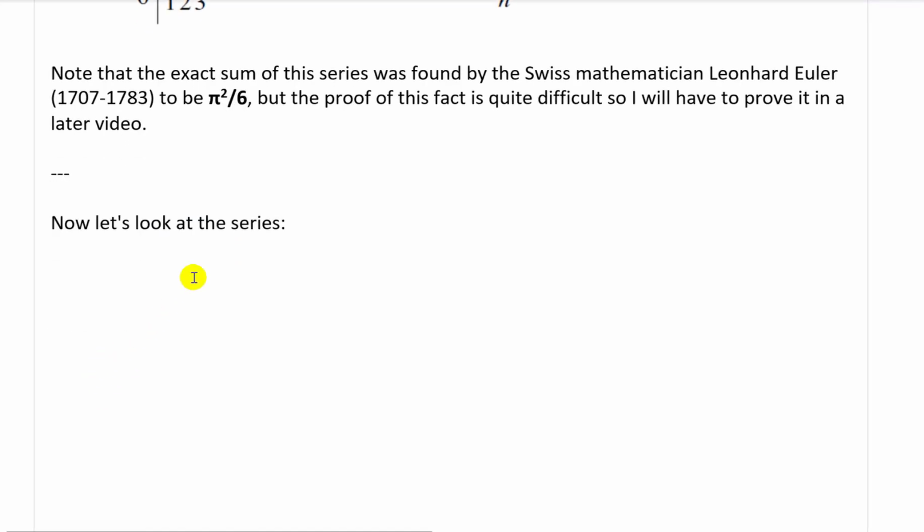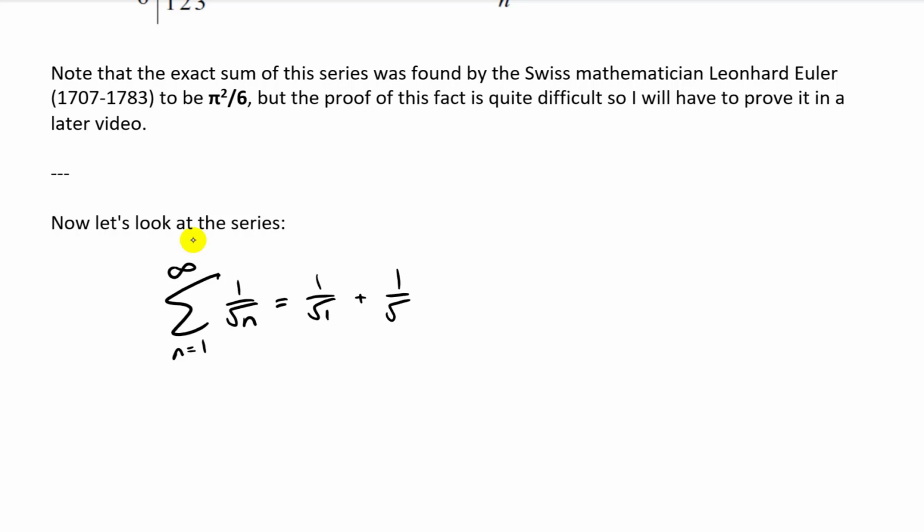Alright, now let's look at the following series, which is slightly different. Instead of squares, we use square roots. So we have the sum from n equals 1 to infinity of 1 over square root n. This equals 1 over square root 1 plus 1 over square root 2 plus 1 over square root 3 plus 1 over square root 4 plus 1 over square root 5 plus dot dot dot, and it just keeps going and going.